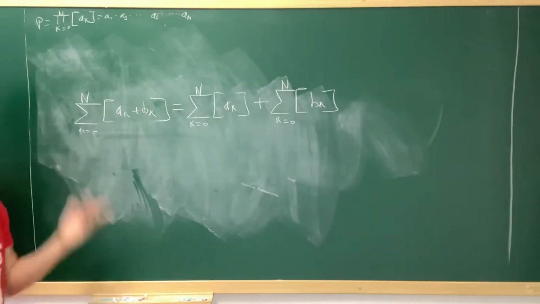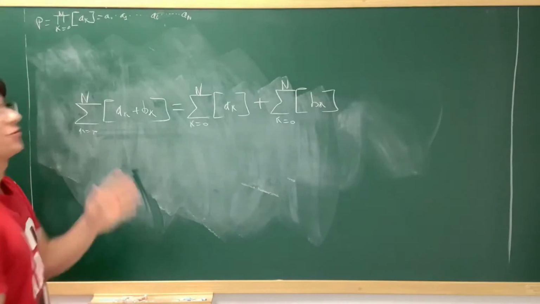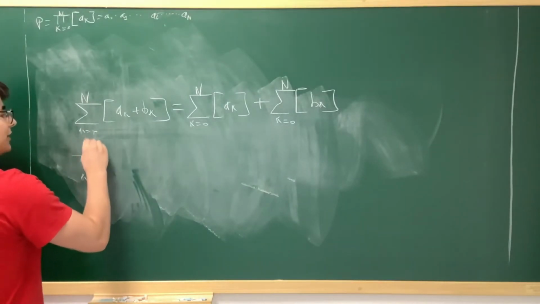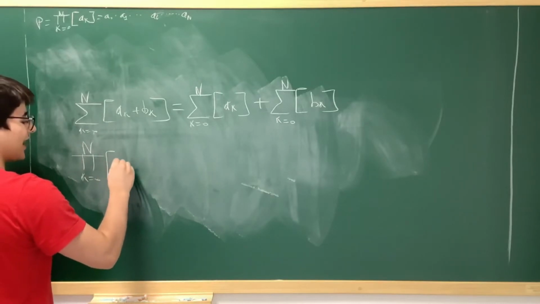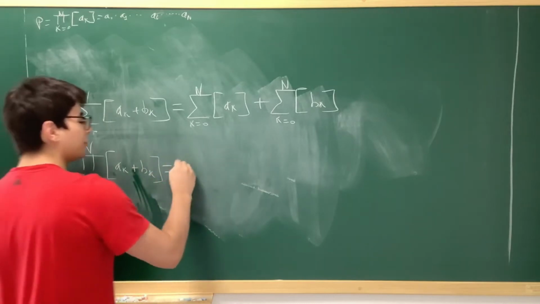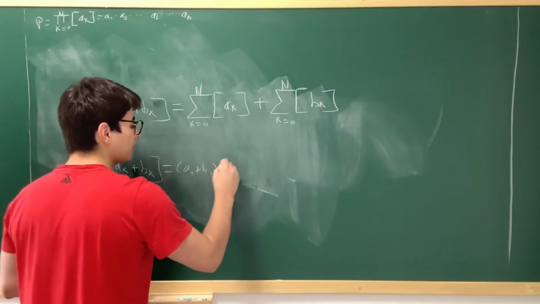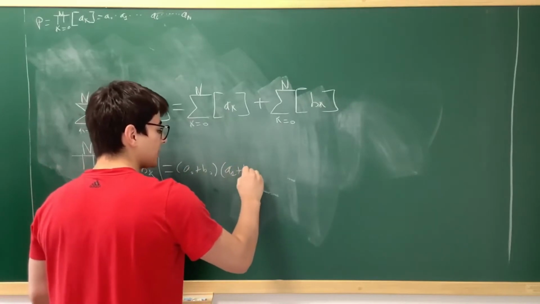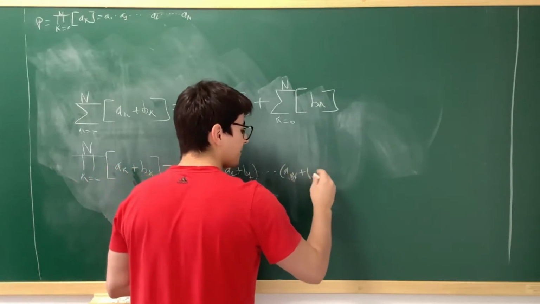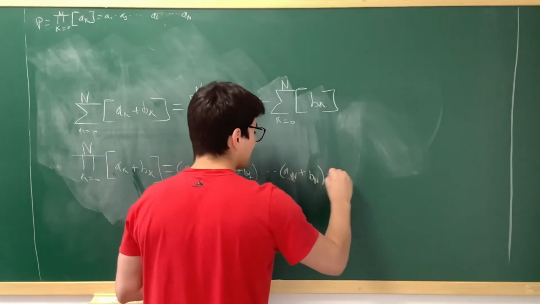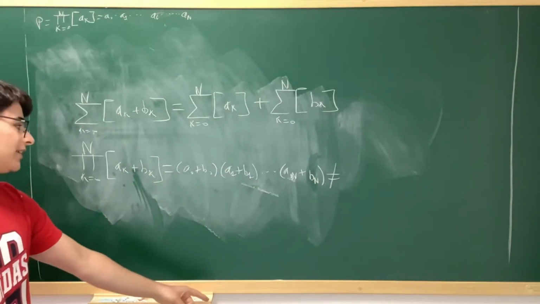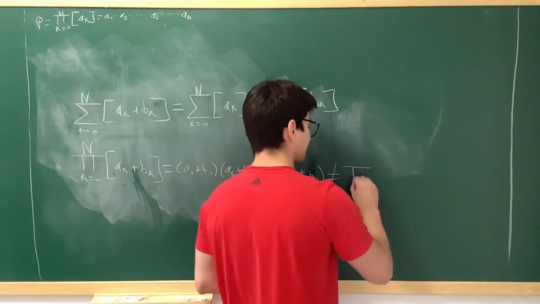Nevertheless, as you might have guessed, this does not work for pi. If we try to do it, this will actually make no sense, because we are adding a_k plus b_k, but this is equal to (a_0 plus b_0) times (a_1 plus b_1), and so on up to (a_n plus b_n). And this is not equal to the product of a times the product of b. Okay, this is not equal to this.